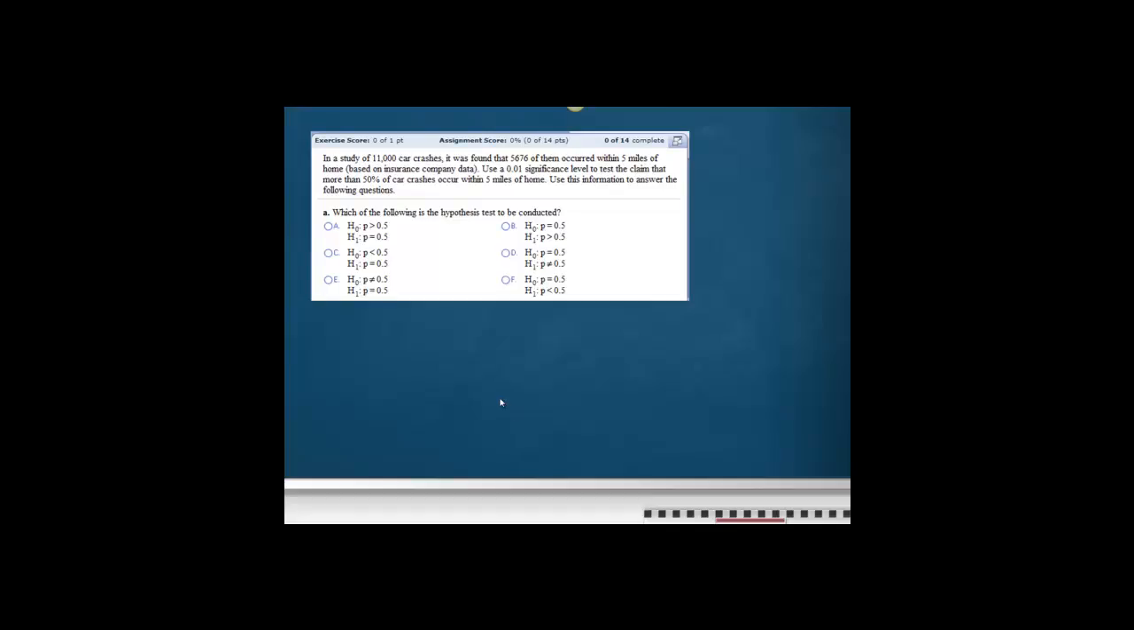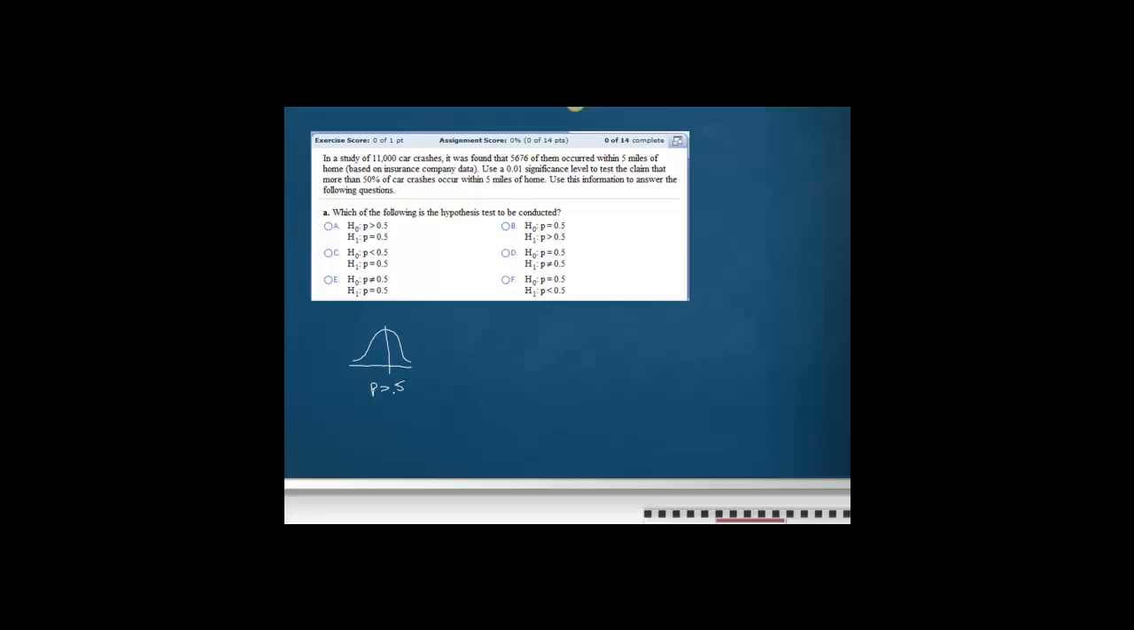In a study of 11,000 car crashes, it was found that 5,676 of them occurred within 5 miles of home, based on insurance company data. Use a 0.01 significance level to test the claim that more than 50% of car crashes occur within 5 miles of home. So if we were to draw a picture of this situation, we're testing a claim that the population proportion is greater than 0.5.